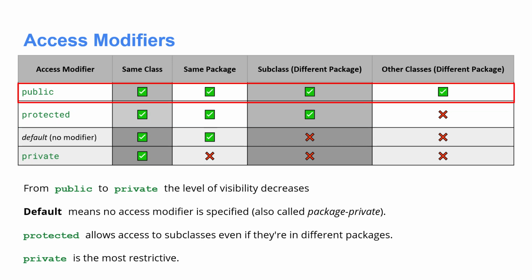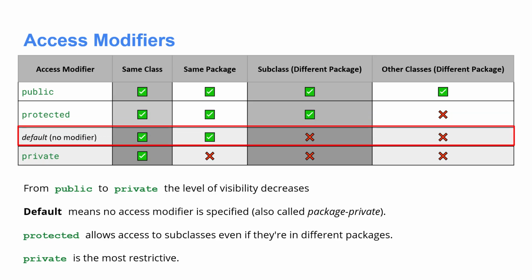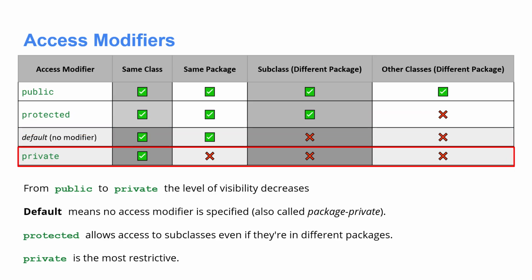Then there's default access, also known as package private. This one only allows access within the same class and same package. If the class is outside the package, access is denied. Finally, we have private. This is the most restrictive, the member is only visible within the same class and nowhere else. As you move from public to private, the level of visibility narrows down. Knowing when to use which modifier is key to good object-oriented design and information hiding.